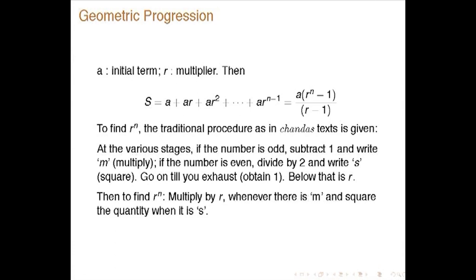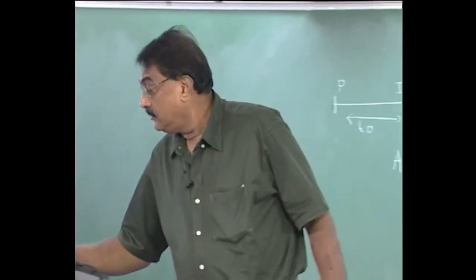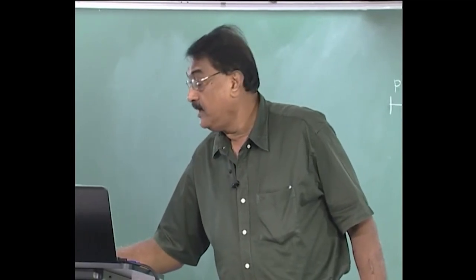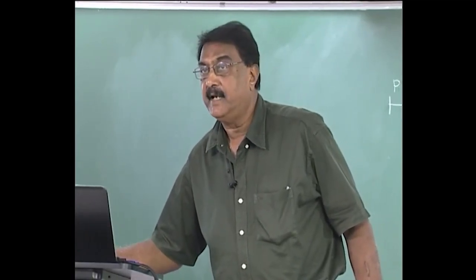And then to find r to the power of n, multiply by r whenever there is m and square the quantity when it is s. So, this was nicely explained by Professor Srinivas yesterday. This is the optimal method of finding the nth power of a number.